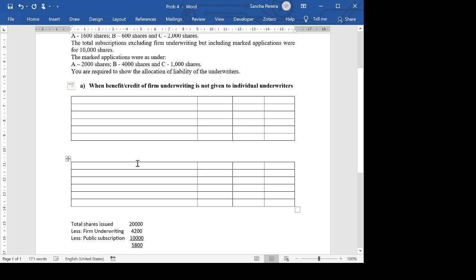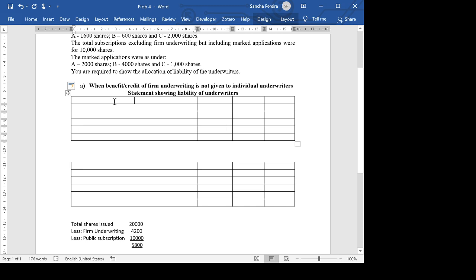And the second statement I'm going to do when it is given. Okay, we'll do the two separately. So as usual, we have the statement showing liability of underwriters. So we start as usual with particulars.